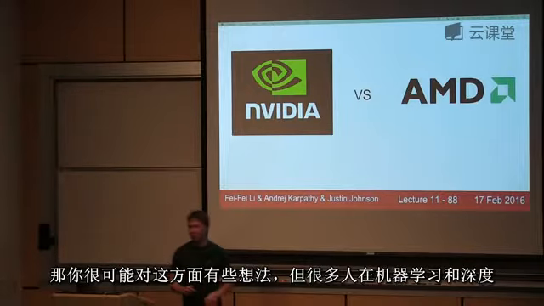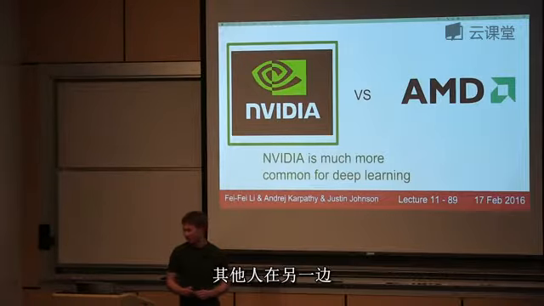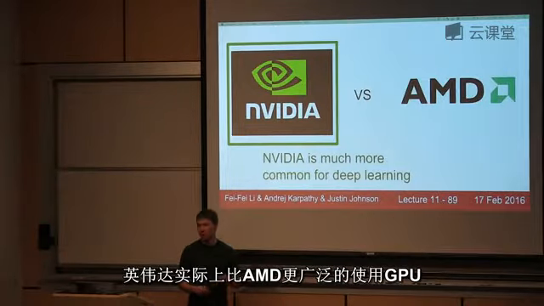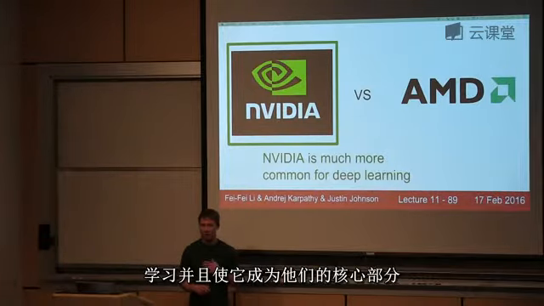So it turns out a lot of people in machine learning and deep learning have really strong opinions too, and most people are on this side. So NVIDIA is actually much, much more widely used than AMD for using GPUs in practice. And the reason is that NVIDIA has really done a lot in the last couple years to dive into deep learning and make it a really core part of their focus.